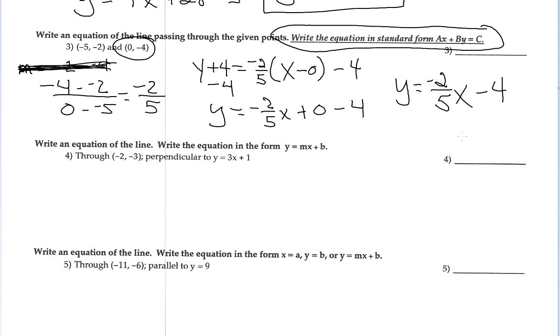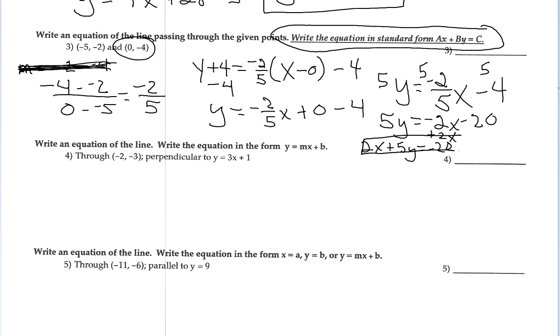Then it says put it in standard form, so I've got to multiply everything by 5. When I do that, I end up with 5y equals negative 2x minus 20. Then I can just bring my x over to the other side by adding 2x. And then my final answer here is going to be 2x plus 5y equals negative 20. And there it is.